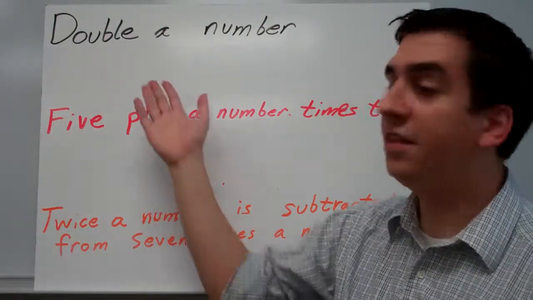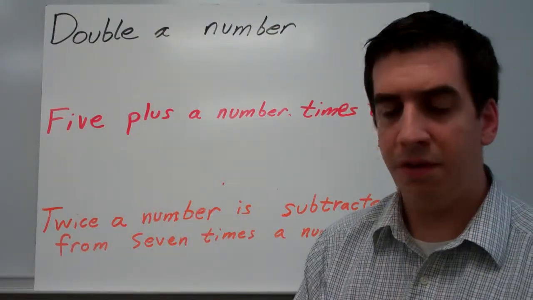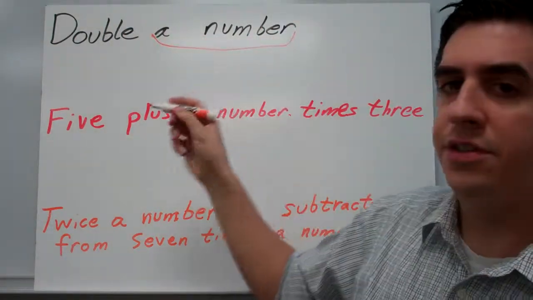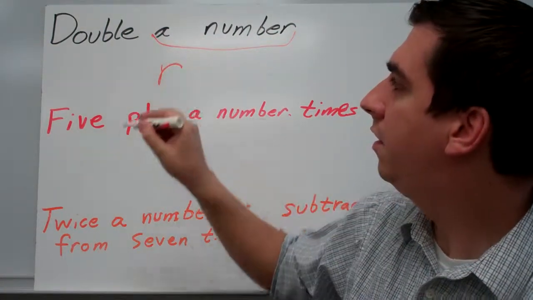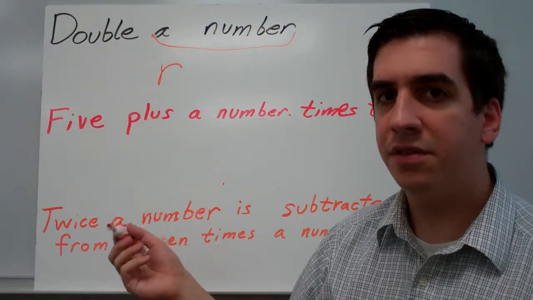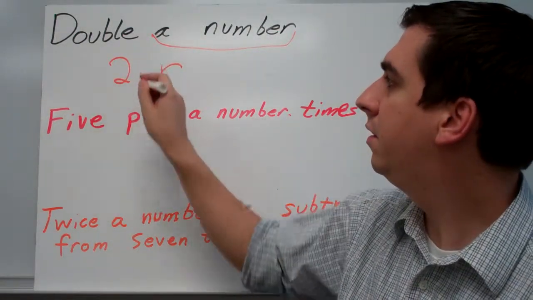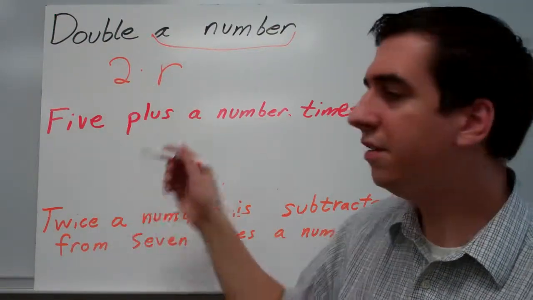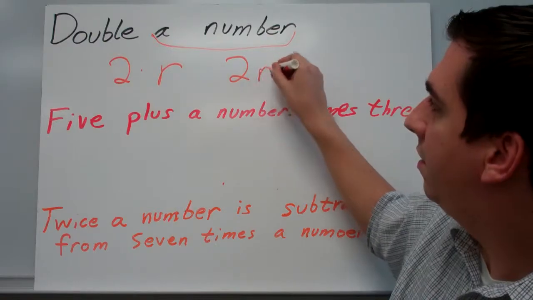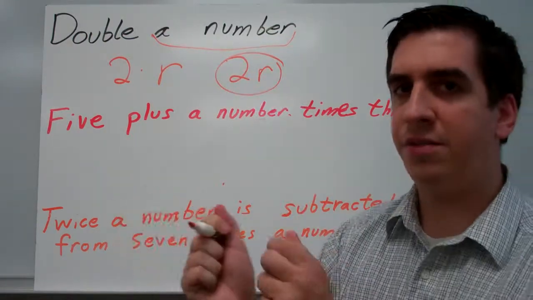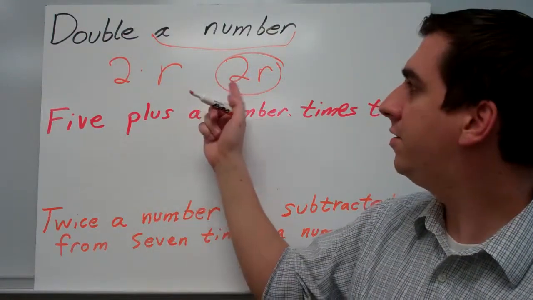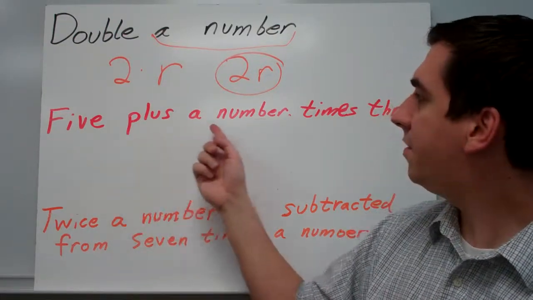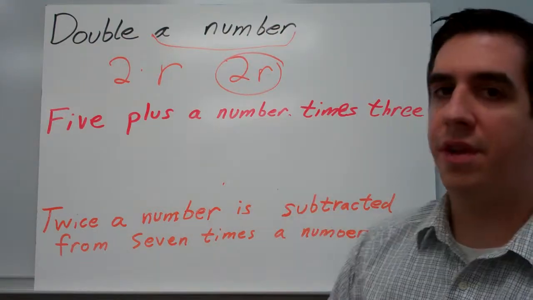Some expressions might say things such as double a number. A number, we can use any variable. Let's use r. Double, well, multiply by 2. 2 times r. Instead of using a multiplication symbol, we're going to make that a little bit simpler. Put those right next to each other. That means they're being multiplied. 2r. Doubling r.